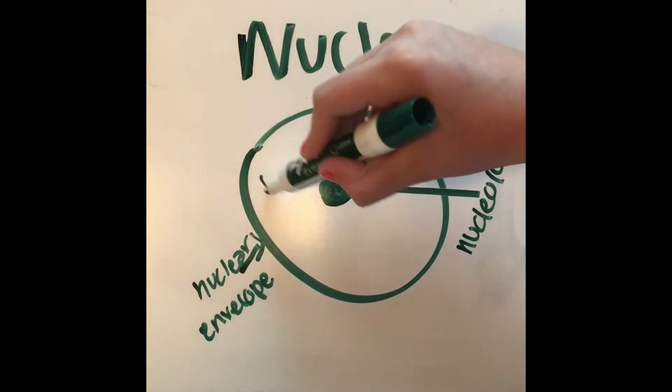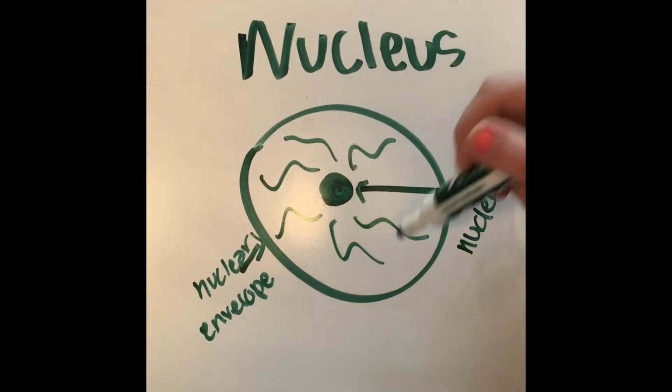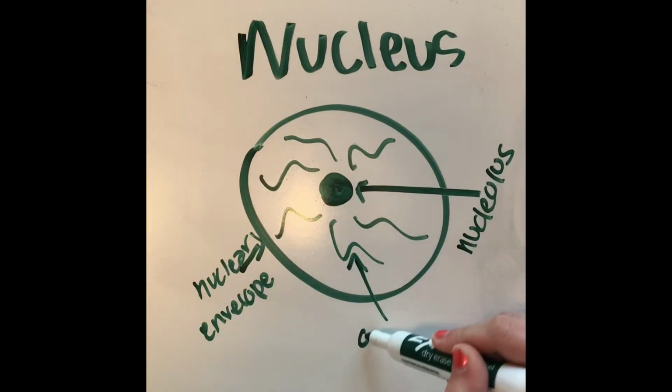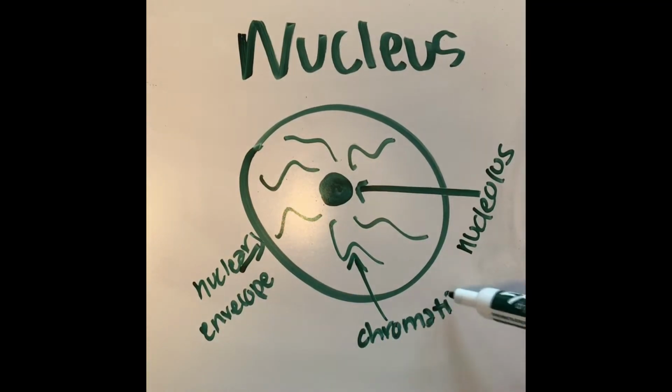The nucleolus is involved in the production of ribosomes. Chromatin is the material consisting of DNA and proteins, which are visible as chromosomes when the cell is dividing.